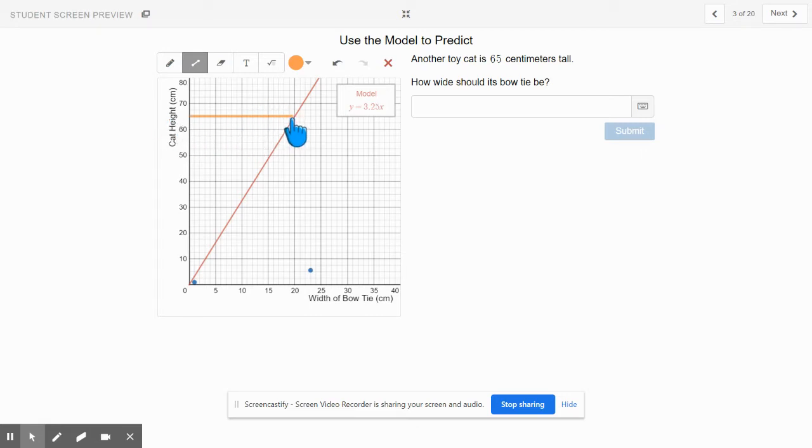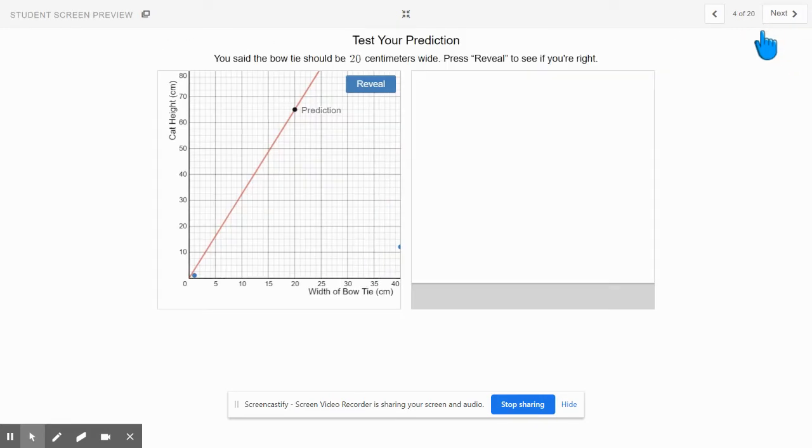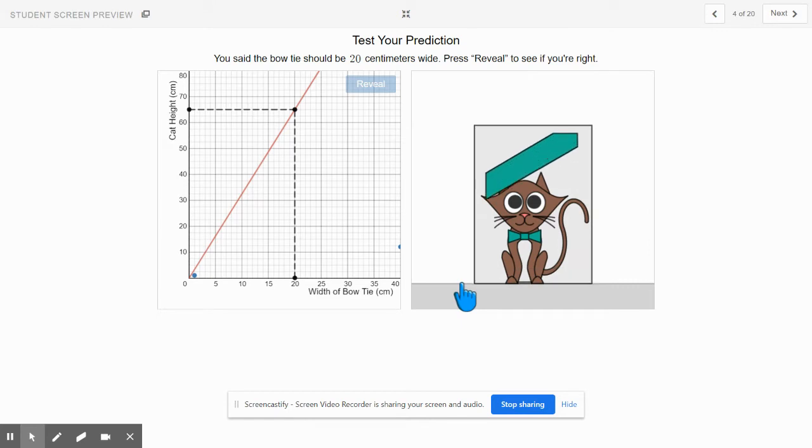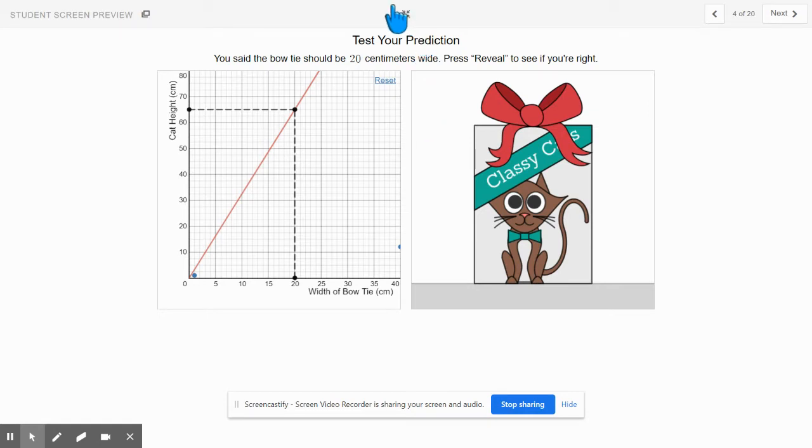All right, now, how tall should it be? You see it? All right, go ahead and take a look at it. If you want, you can go ahead and hit 20 and submit. Do you see why it's 20? All right, now, very cool. You put that in there, that's good, because this is going to help you on the next slide. Next slide says, you said the bow tie would be 20 centimeters wide. Press reveal to see if you're right. You are correct. And then this whole activity, this one was called Classy Cats, okay?